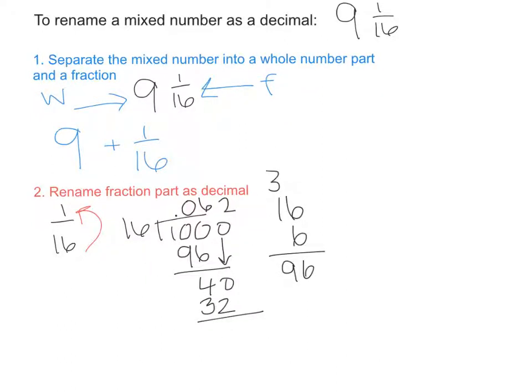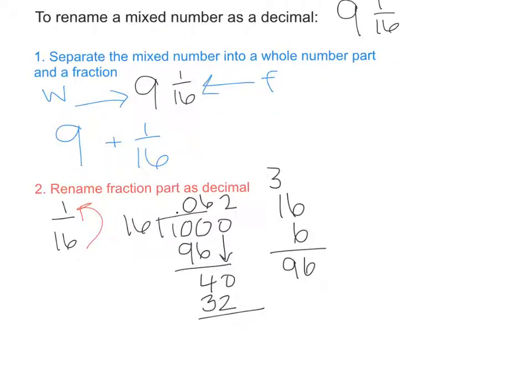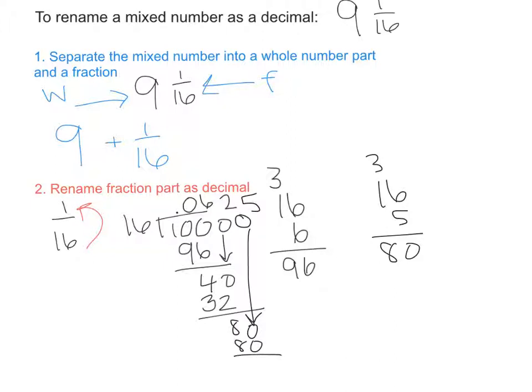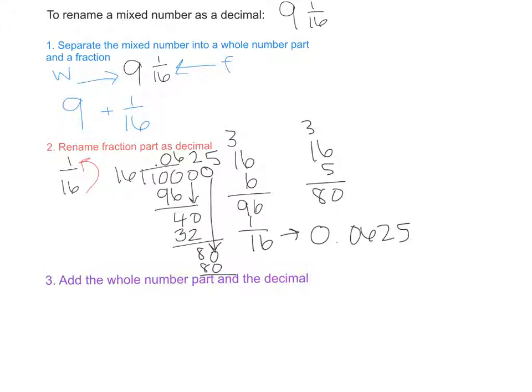And now we have a remainder of 8. And 16 can't go into 8, so we have to bring down a 0. And now we have 16 into 80. And let's try 16 times 5, which gives us 80. Perfect. So now our fraction, 1/16, can be written as 0.0625. And now all we have to do is add the whole number part and the decimal together.